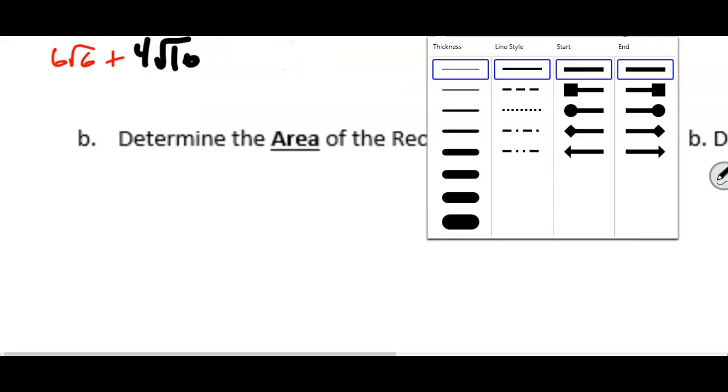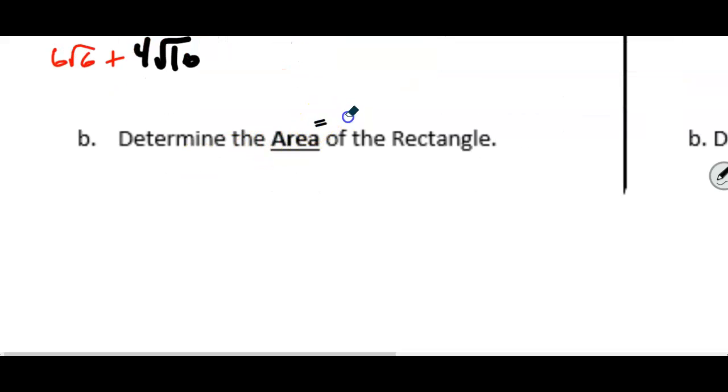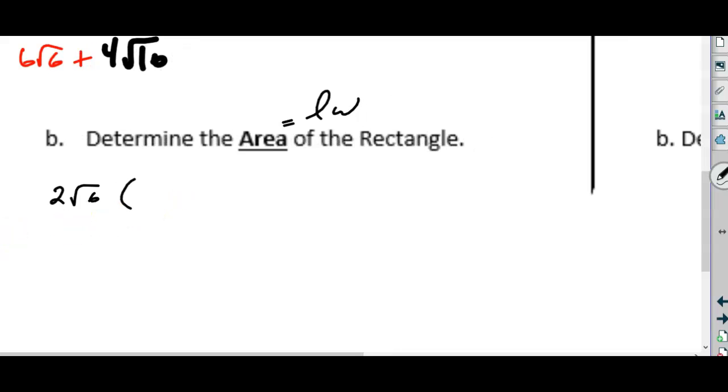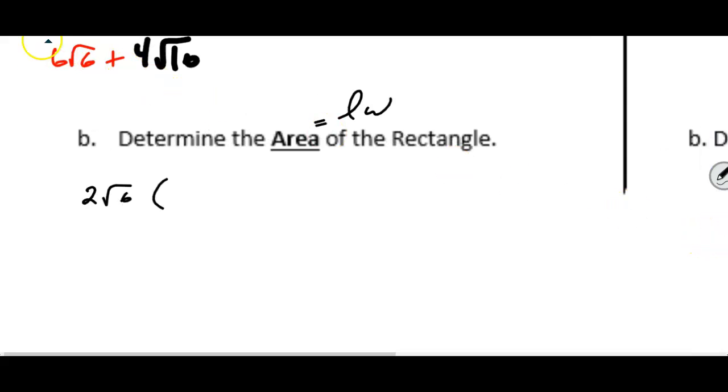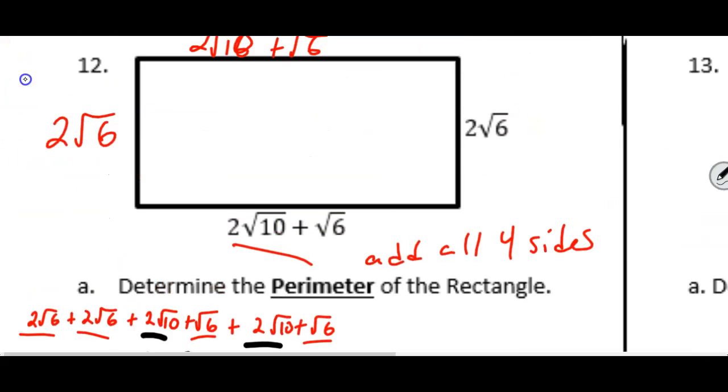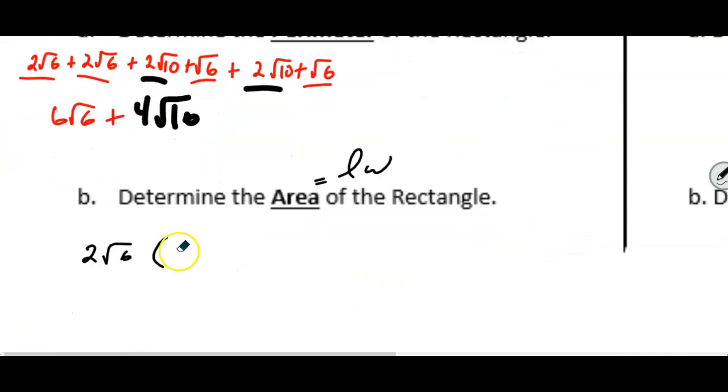Now in the same token, let's find the area, where area equals length times width. So I'm going to go 2 radical 6 times 2 radical 10 plus radical 6. So 2 radical 6 times 2 radical 10 is going to be 4, right, 2 times 2 is 4, and then square root of 60. 10 times 6 is 60.